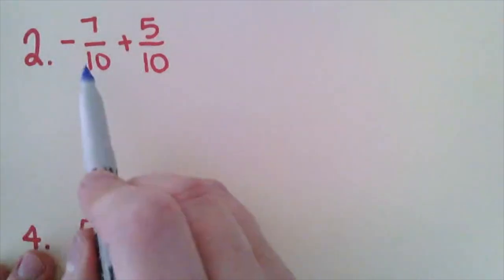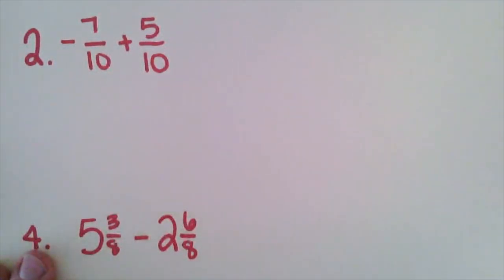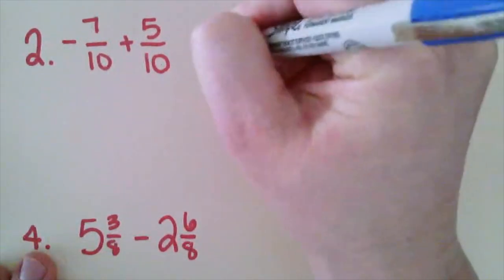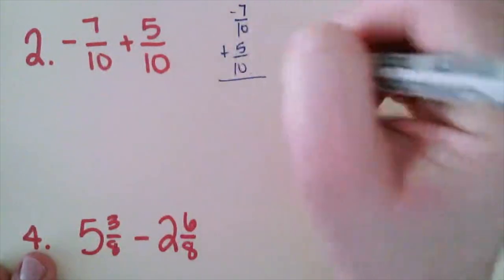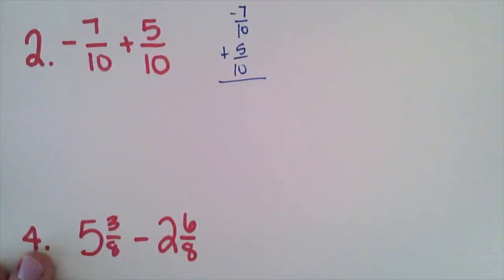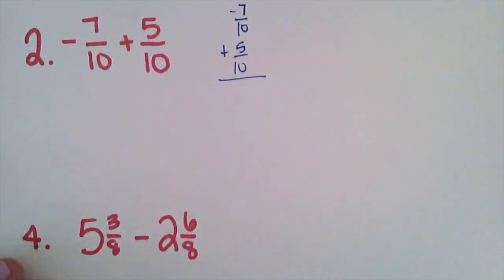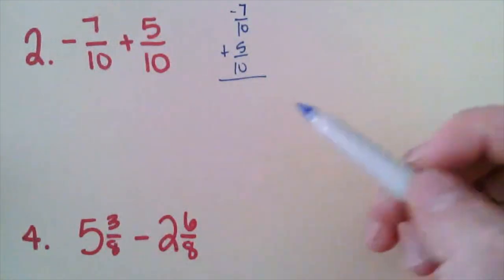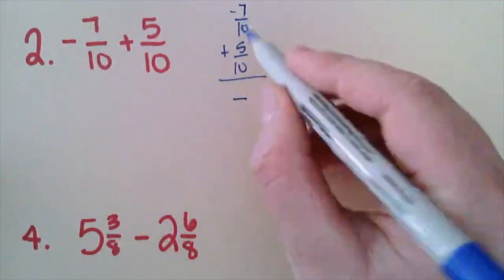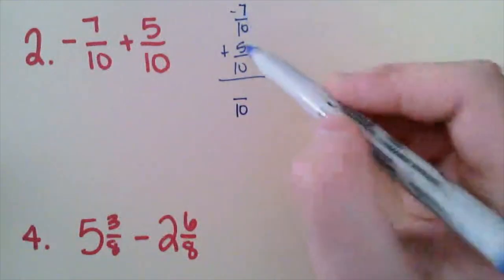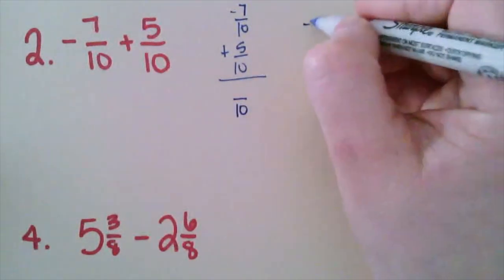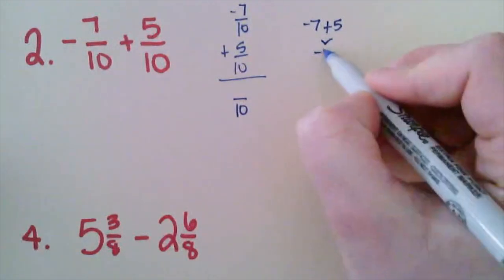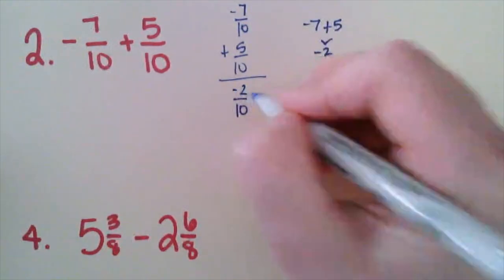So this says negative 7/10 plus 5/10. First thing I want to do is write this problem vertically. Negative 7/10 plus 5/10. Remember, whenever we are adding or subtracting with fractions, we want to deal with a vertical problem. So common denominator, which is part of our notes, that's the very first thing we have to have. We already have that here. Common denominator is 10. And now we just have to add our numerators together. Negative 7 plus 5. I've got 7 negatives, 5 positives. That gets me negative 2.